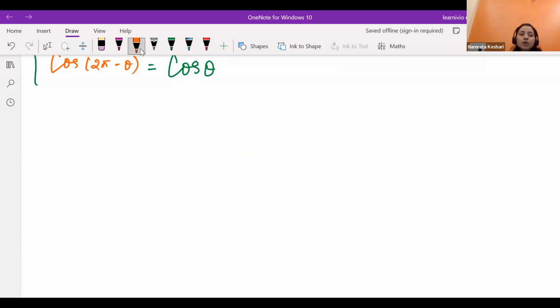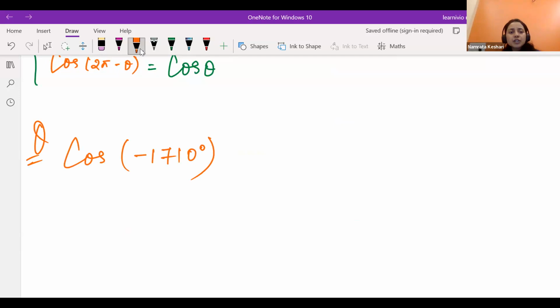If we are having cos of minus 1710 degree, then find the value of this particular angle. We don't know how to find such a huge angle. Is it possible even? We will be thinking about it.